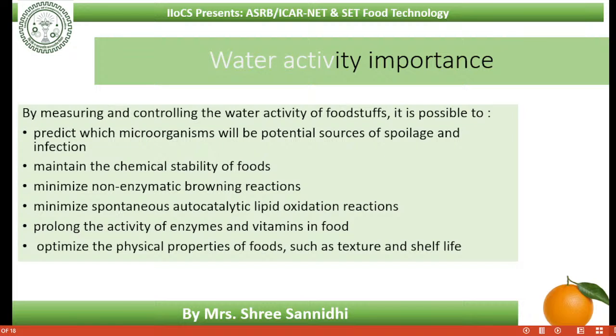The study of water activity will help us to minimize spontaneous autolytic lipid oxidation reactions which will take place at very low water activities. Okay, then water activity studies will also help us to prolong the activity of enzymes and vitamins in foods in required areas. And also it will help us to optimize the physical properties of food such as texture and shelf life. So these are the importance of water activity in the food industry.